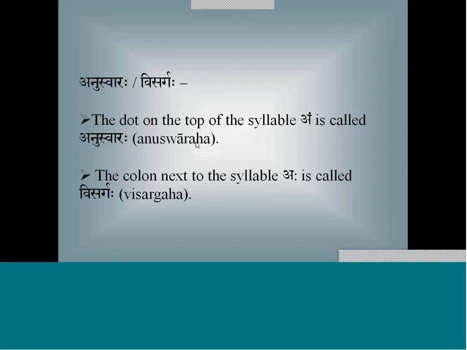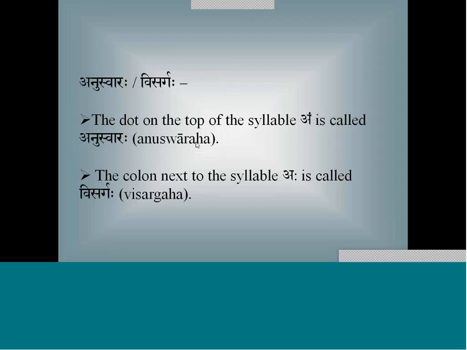If you replace a by u, it becomes um, then rim, lim, om, aum. So it takes a sound. Similarly, aim. So you can replace the letter a by any of the vowels, and the anuswara takes the sound of that vowel. So the dot is called anuswaraha.